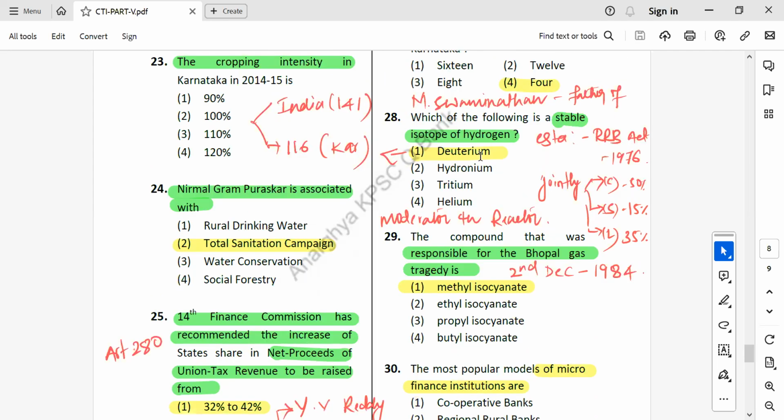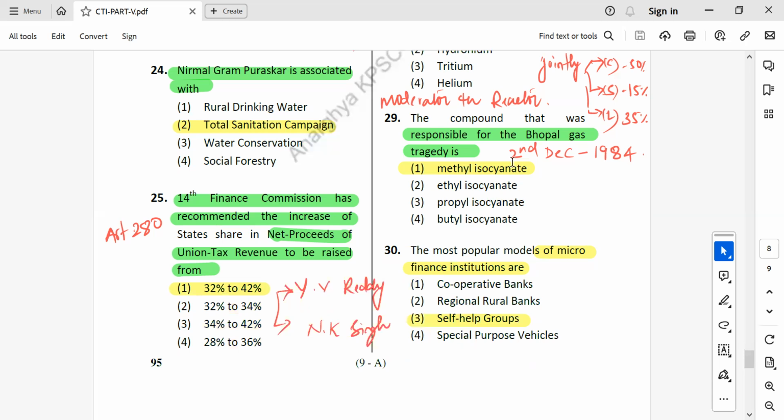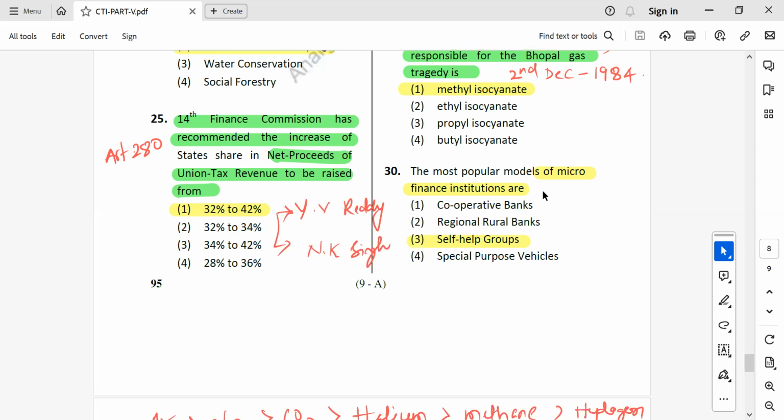Then, the stable isotope of hydrogen. This is also repeated. Deuterium, which is being used as a moderator or coolant in the nuclear reactor. Then again, the compound responsible for the Bhopal gas tragedy, which was a catastrophe on 2nd December 1984: methyl isocyanate. Remember, this is also very important because that's a chemical emergency, a chemical catastrophe, you can call it a disaster.